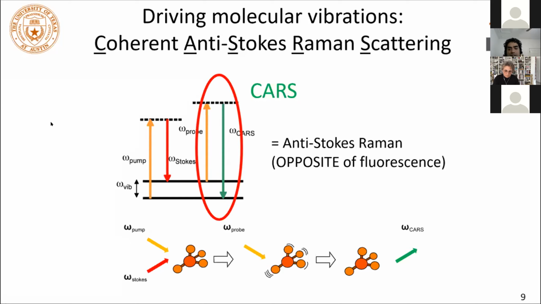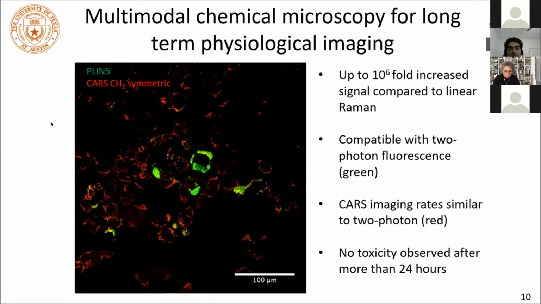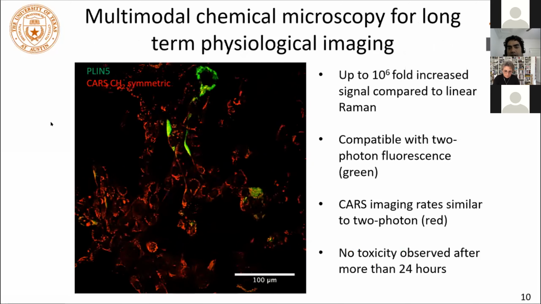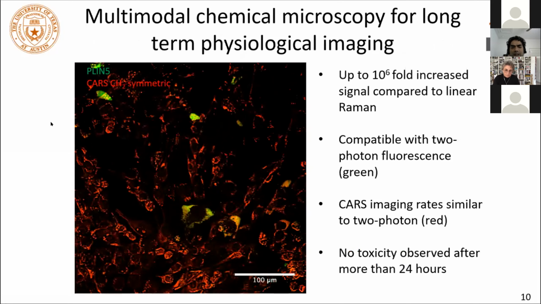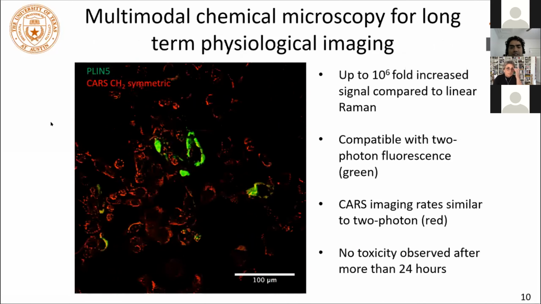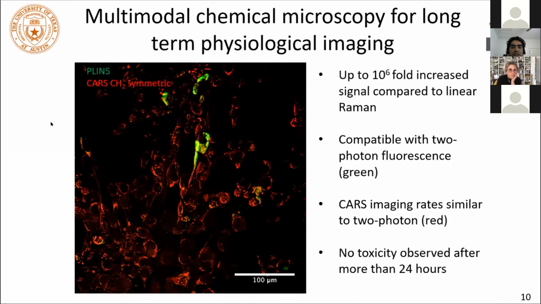And so now you've got this anti-Stokes Raman, and you're actively pumping these Raman modes with this combination of photons, the pump and the Stokes at different energies. And so it allows you to image without taking, you know, 1 × 10⁸ photons, and you get about a 10⁶ fold increase in photon flux.